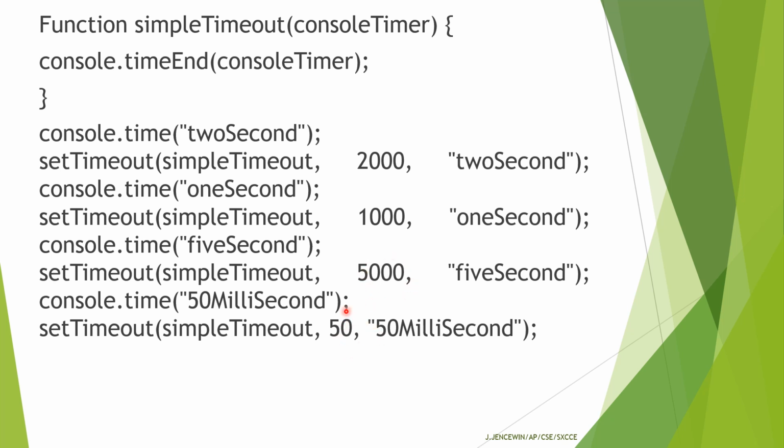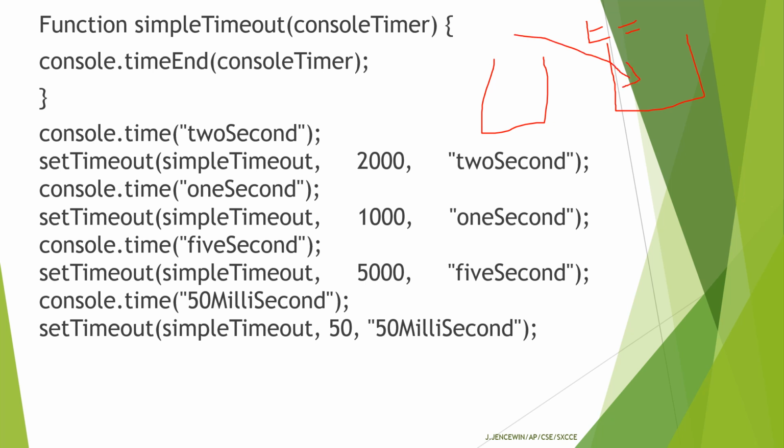So here, what actually happens? Everything is added to the event queue. So first this task is added to the event queue, that is console.time 2 seconds. This starts the timer with the label 2 seconds. Now we are executing this one, simpleTimeout. This is a callback function, so this is added to the callback queue.